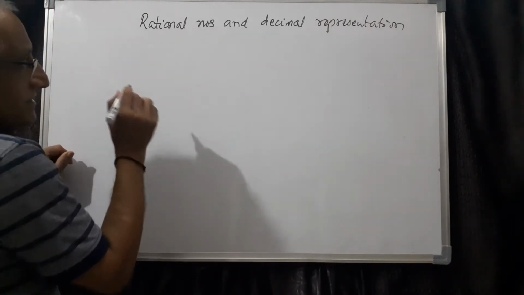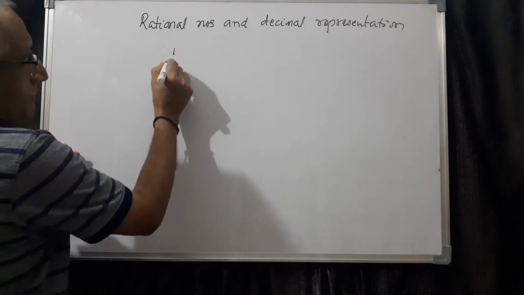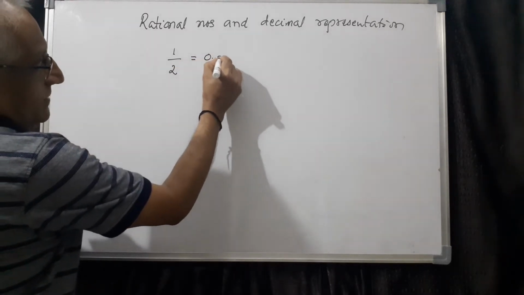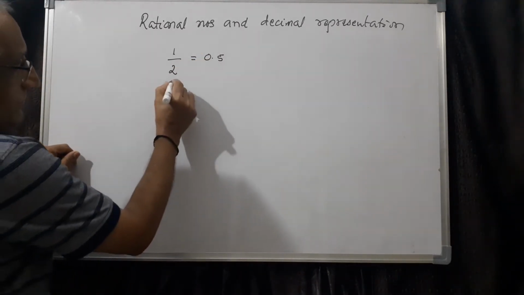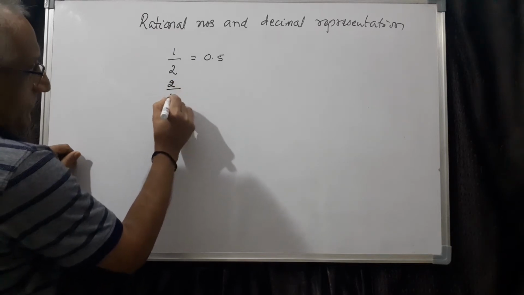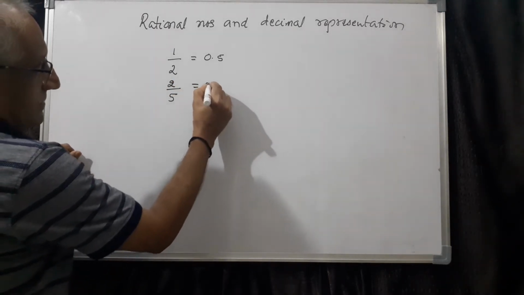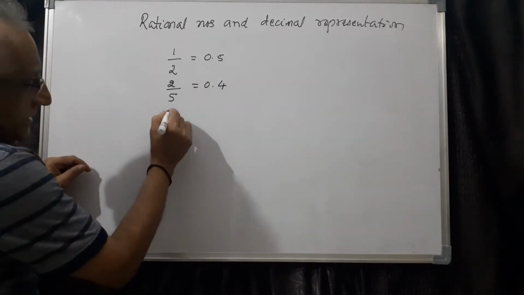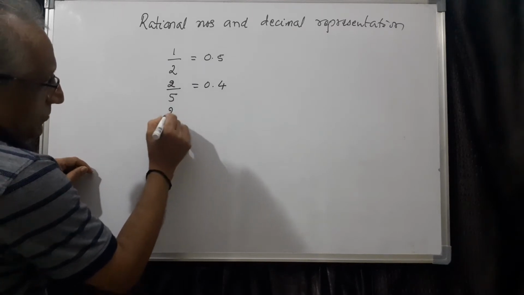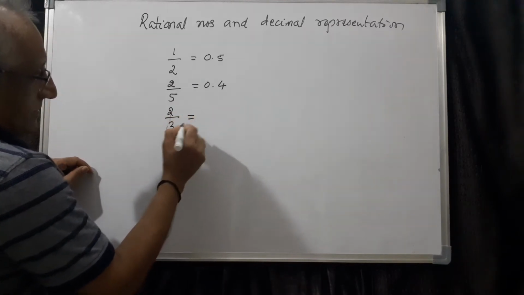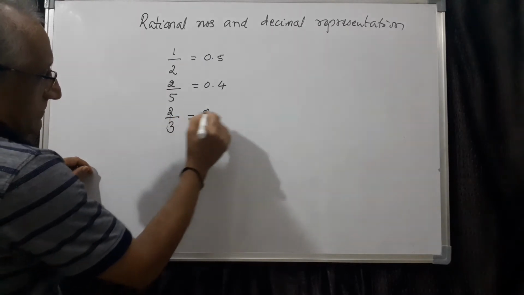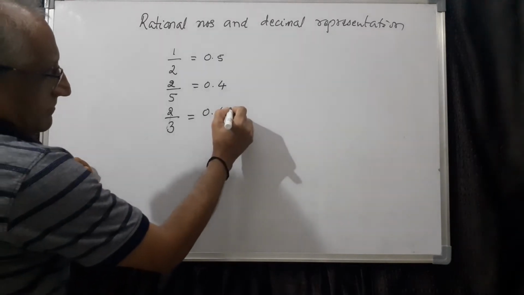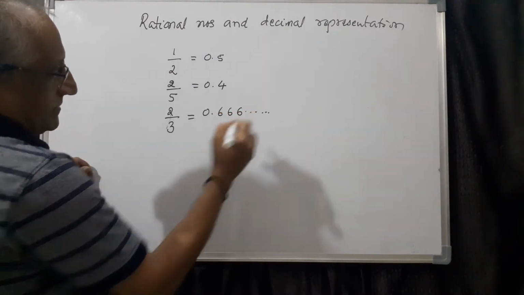You take any rational number, for example 1 by 2, very simple. This can be written as 0.5. Suppose you take 2 by 5. This can be written as 0.4. If you take, for example, 2 by 3, this is 0.6, then 0.6, 0.6. This is never ending.